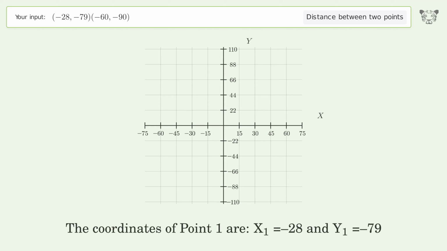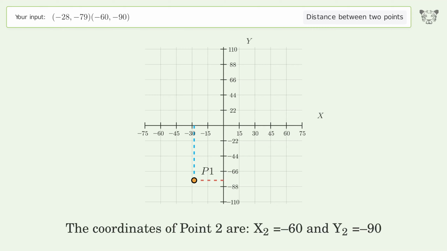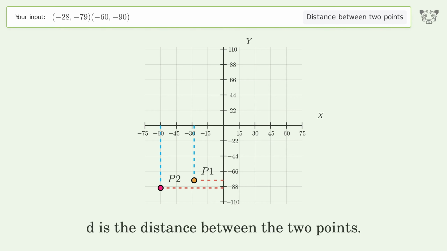The coordinates of point 1 are x1 equals -28 and y1 equals -79. The coordinates of point 2 are x2 equals -60 and y2 equals -90. D is the distance between the 2 points.